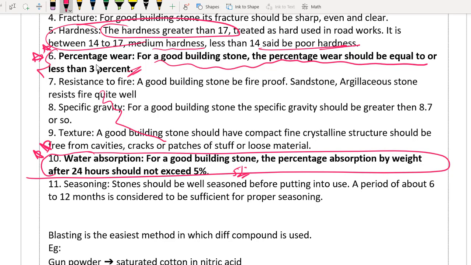So this is all about it. Even for rocks, seasoning is very important. What is the period of seasoning? It is around 6 to 12 months. Considered it is well properly seasoned.